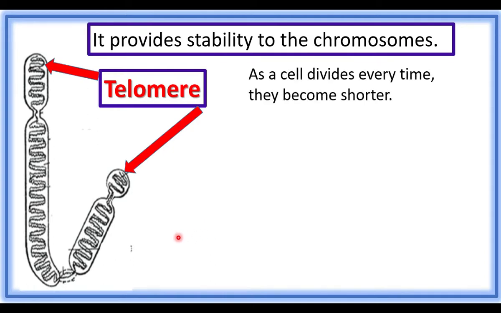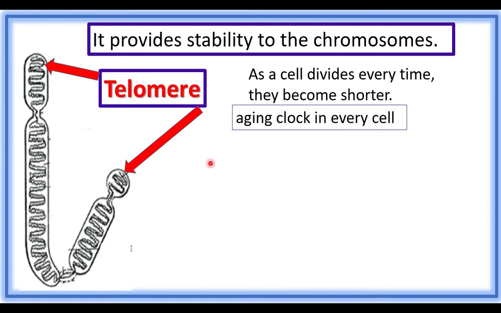As the cell divides every time, the telomeres become shorter. The telomere becomes shorter at every cell division. One cell divides into 2, then 4, then 8. At every cell division, the telomere becomes short. When the telomere becomes very short, the cell becomes aged. So telomere acts as an aging clock in every cell.